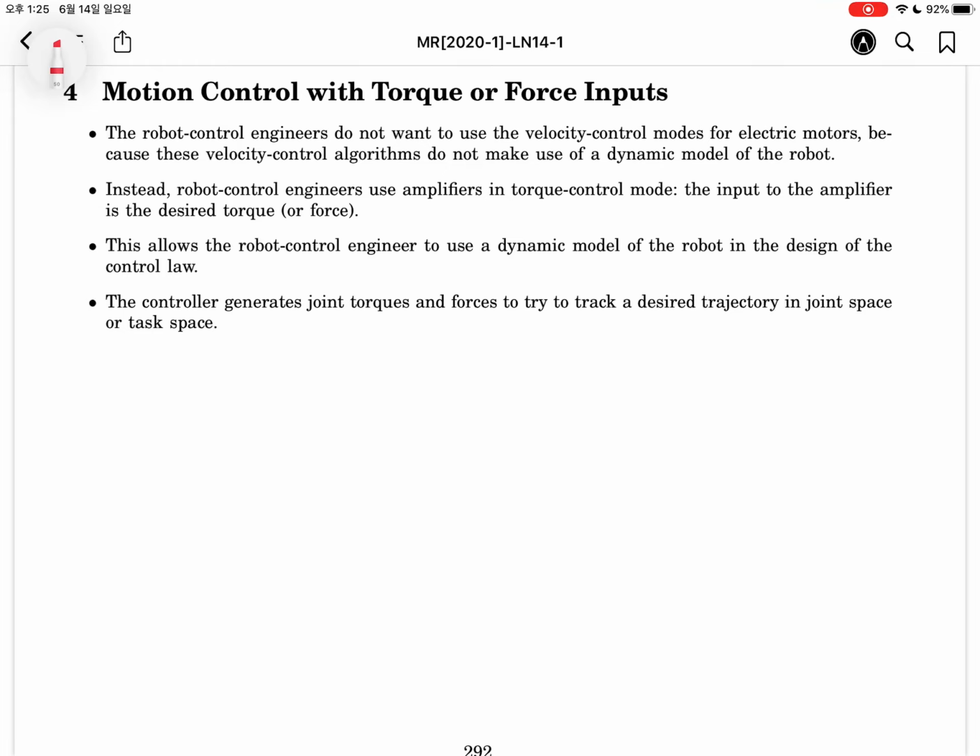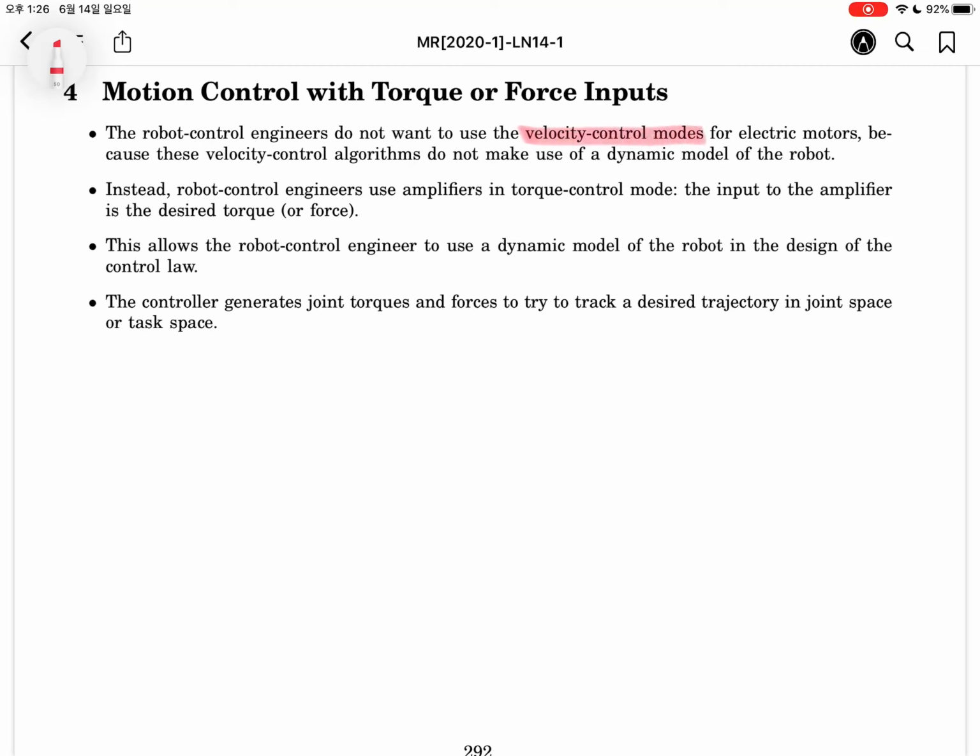Actually, we are using many kinds of cooperative robot systems. These robot systems make use of the torque control input, not velocity control. Long ago, most industrial robot systems utilized the velocity input to make the desired motion, but now the trend has changed. So we are focused on motion control with the torque or force input. The robot control engineer doesn't want to use velocity control input.